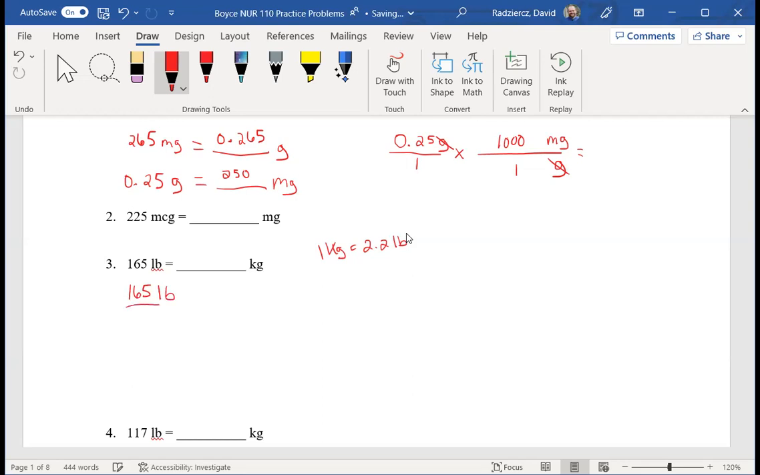165 pounds over 1. I'm converting from pounds to kilograms. Cancel out my pounds. 1 kilogram is 2.2 pounds. Then I'm going to plug into my calculator 165 divided by 2.2, and I'm going to get an even number of 75.